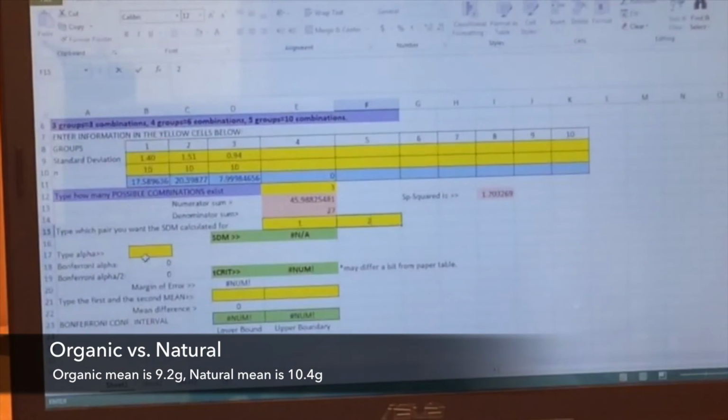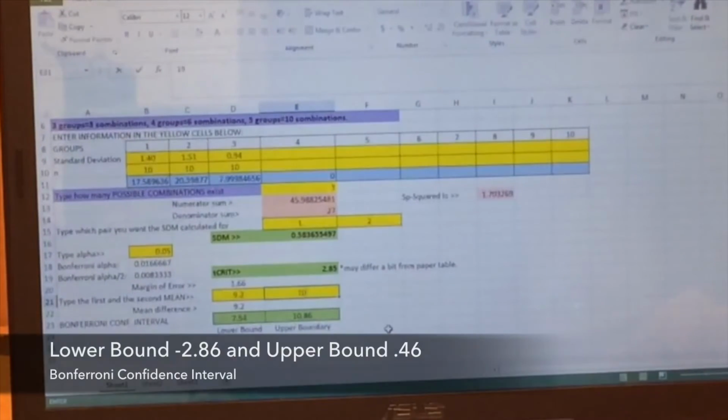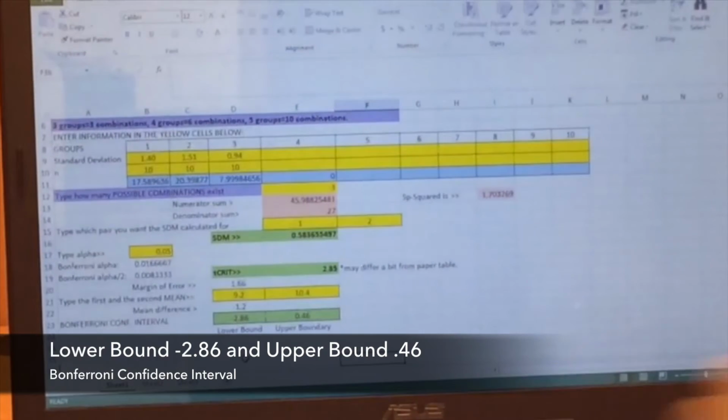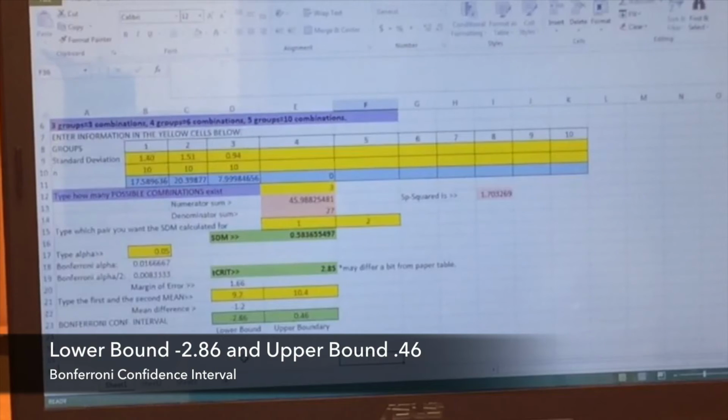We use an alpha level of 0.05. Our mean for group 1, organic, was 9.2, and our mean for group 2, which was natural, was 10.4, to give us a confidence interval with a lower boundary of negative 2.86 and an upper boundary of 0.46.